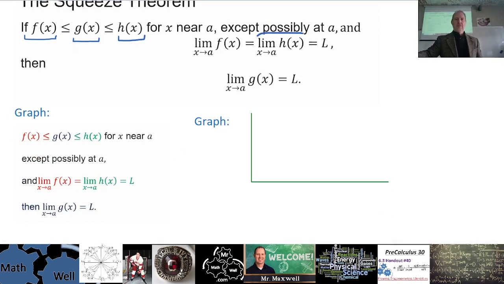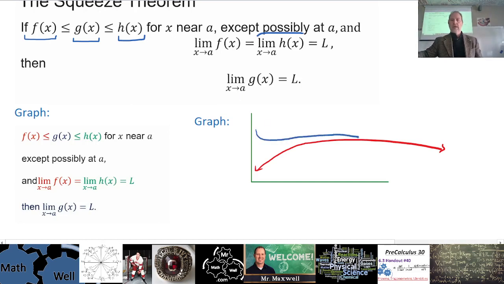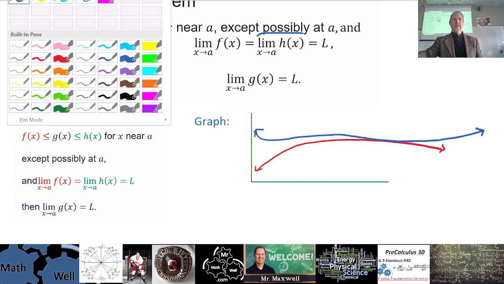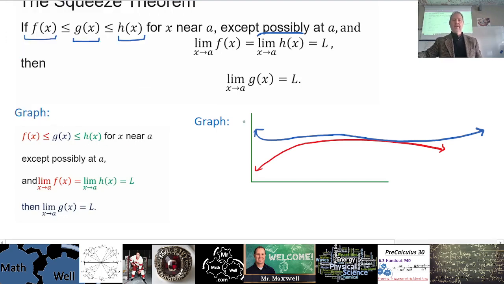So f of x is red. Let's just graph here. I'm going to graph f of x like this. Okay, there's the graph of f of x. And g of x is always greater than f of x. In blue, I'm going to graph g of x. It's always greater. Okay, there's g of x. And h of x is still always greater yet. Let me get the green that'll match up with that green on the screen. And h of x is always greater than the other two.